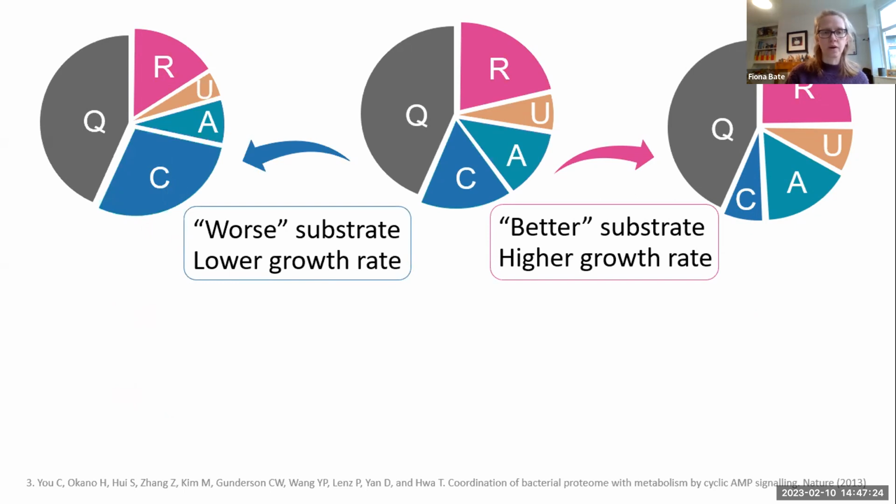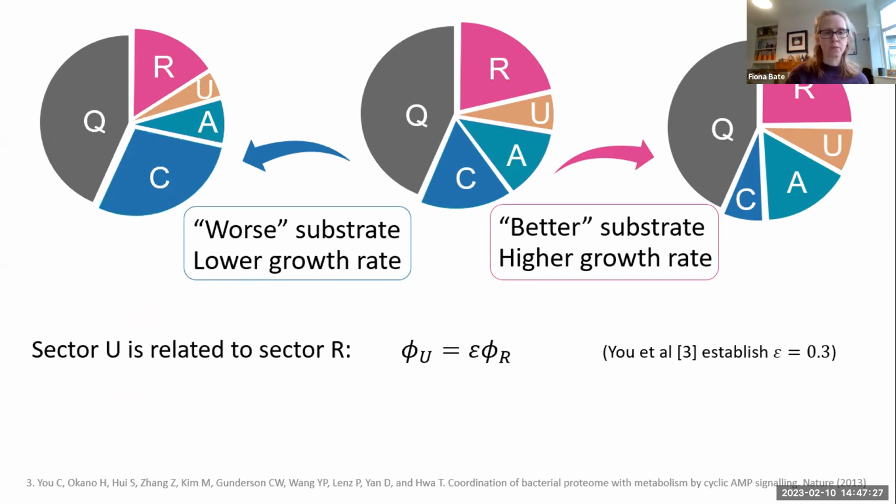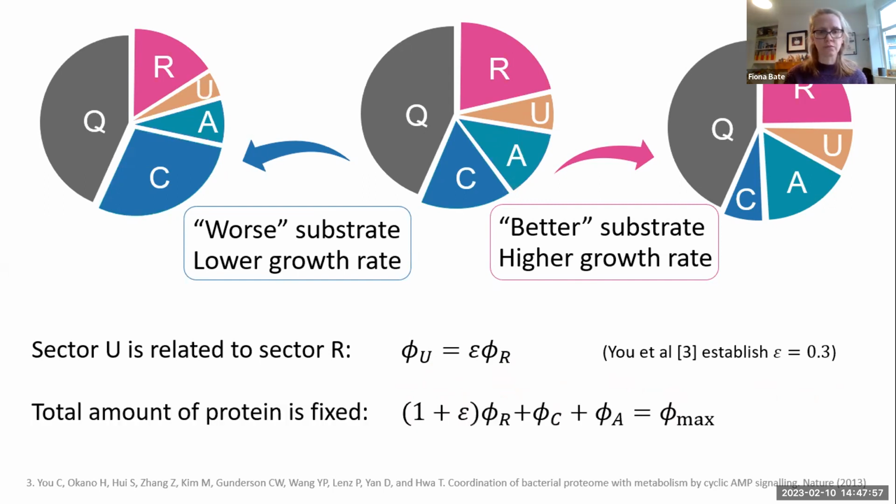So the total amount, oh sorry, before I say that, sector U, as I said previously, is related to sector R. In the proteome partitioning model, we just take a constant dependence. So this epsilon is just a constant. I've taken the value from this paper by Yu et al, which is 0.3. So whatever the size of the ribosome mass fraction is, the size of this sector is given by 0.3 times it. And in total, the amount of protein is fixed.